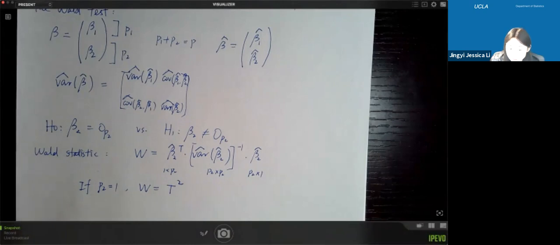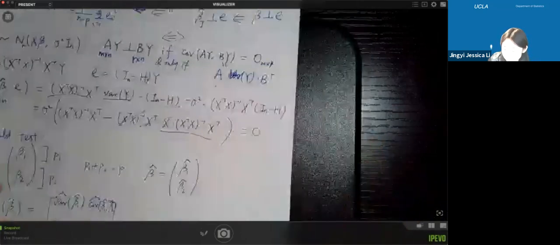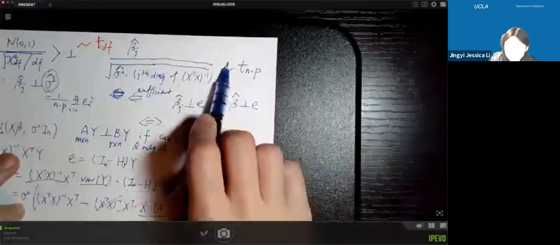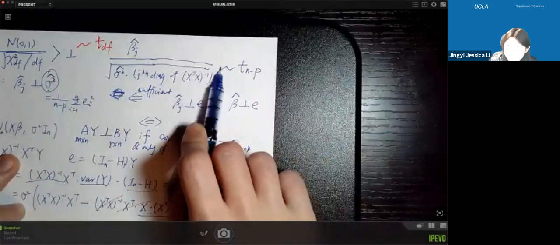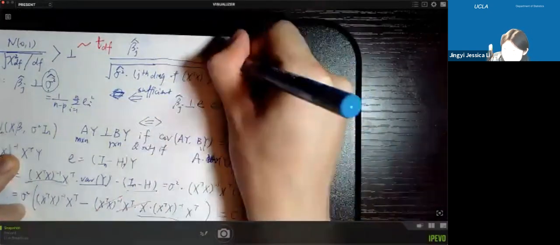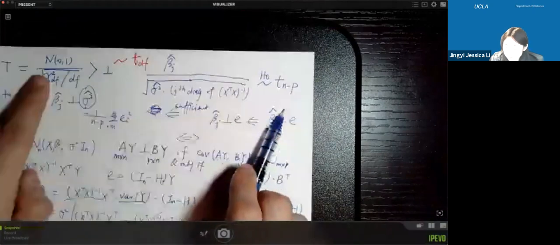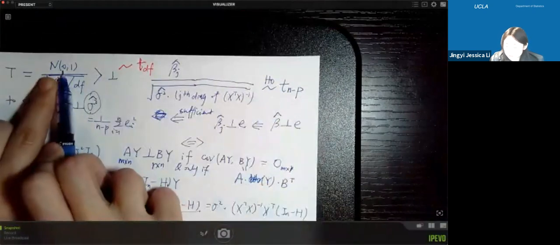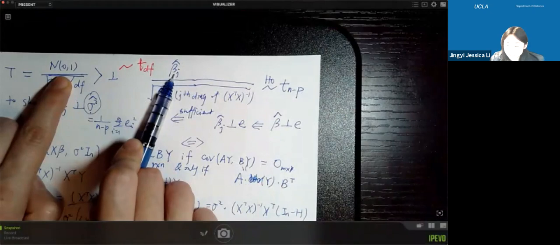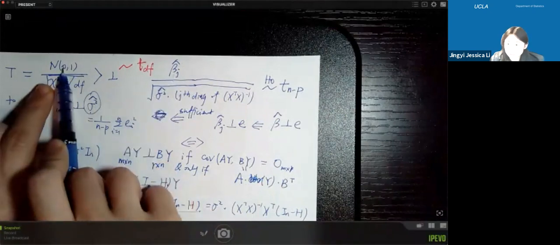Still under the normality assumption, by the way, something I forgot to say: when I say this follows a T distribution, I must specify that this is under the null hypothesis. Under the null hypothesis that beta j is 0, this is a T distribution, because only when beta j is 0 does beta hat j have mean 0. Otherwise, the mean will be beta j, not 0.